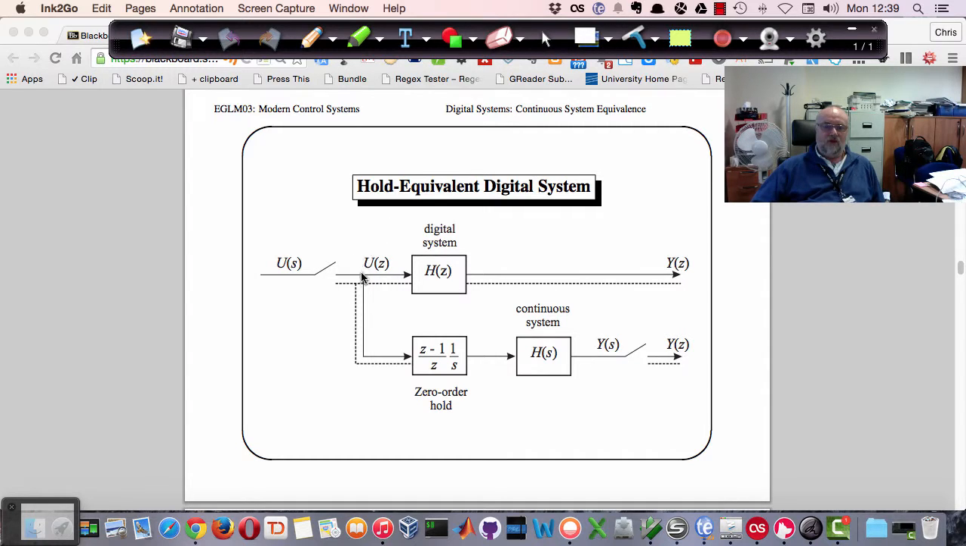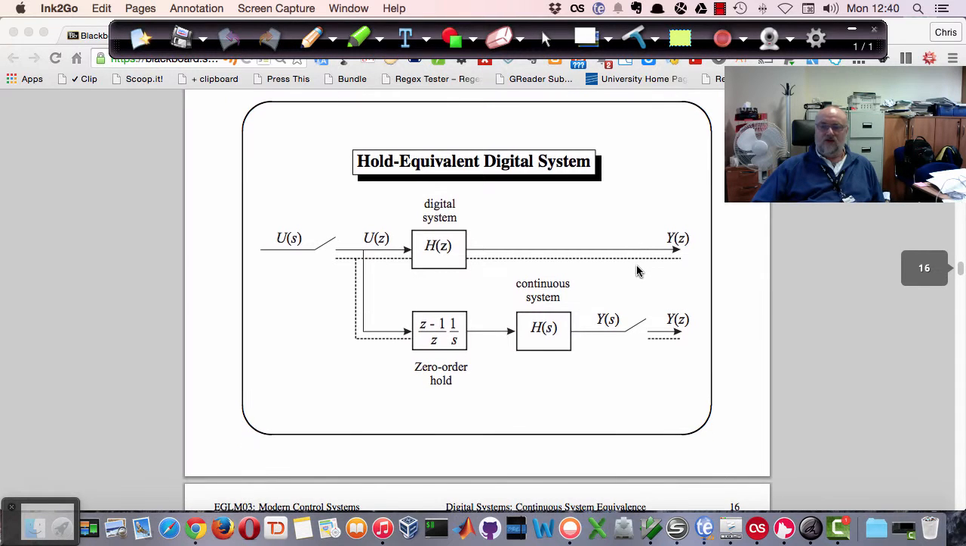Or, alternatively, we could take u of z, push it through a zero-order hold, then feed the zero-order hold through h of s, get y of s, and then if we sample y of s, we would get the equivalent y of z. So these two systems are equivalent to each other. They give the same output for the same input in the digital consideration.